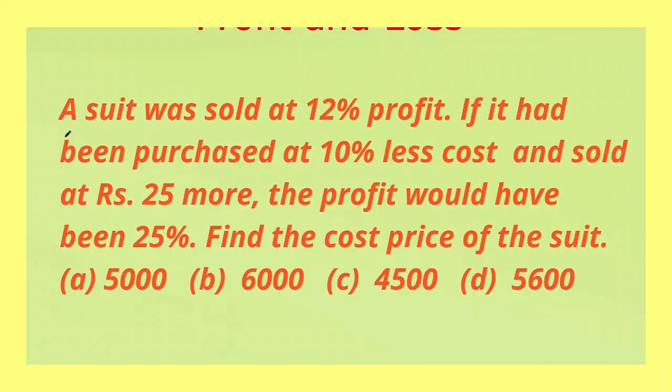Our question is, a suit was sold at 12% profit. If it had been purchased at 10% less cost and sold at rupees 25 more, the profit would have been 25%. Find the cost price of the suit. The given options are option A 5,000, option B 6,000, option C 4,500, option D 5,600.